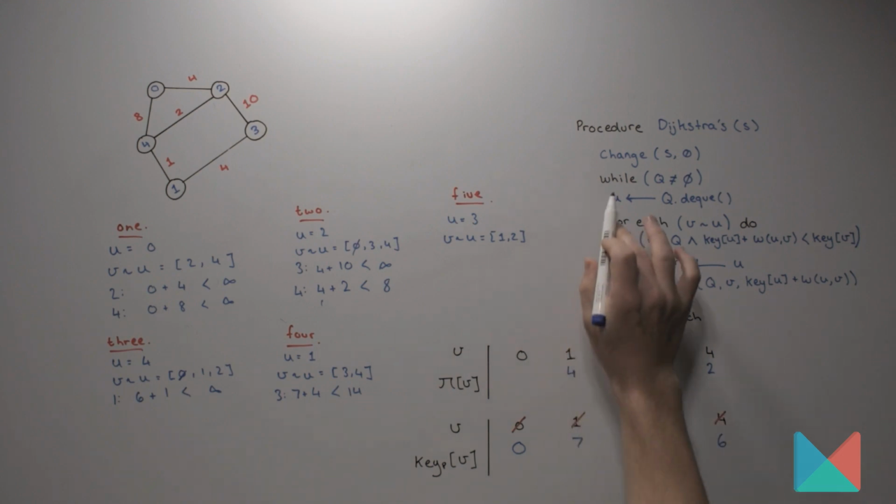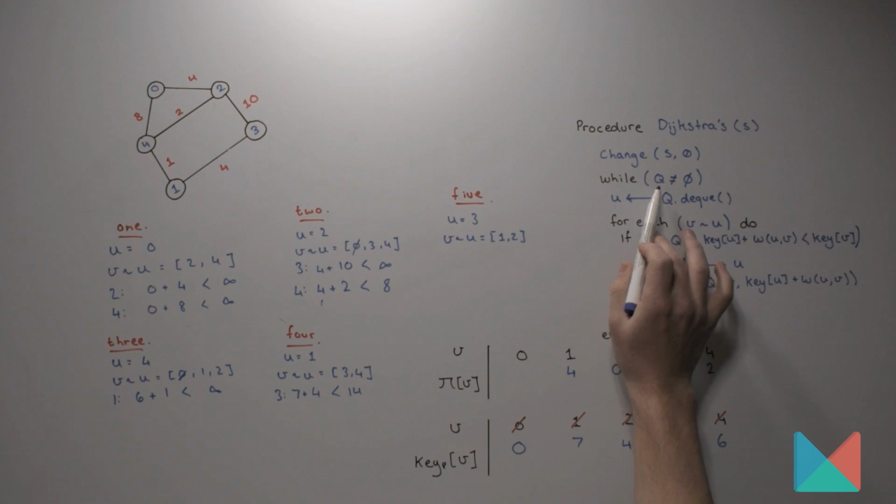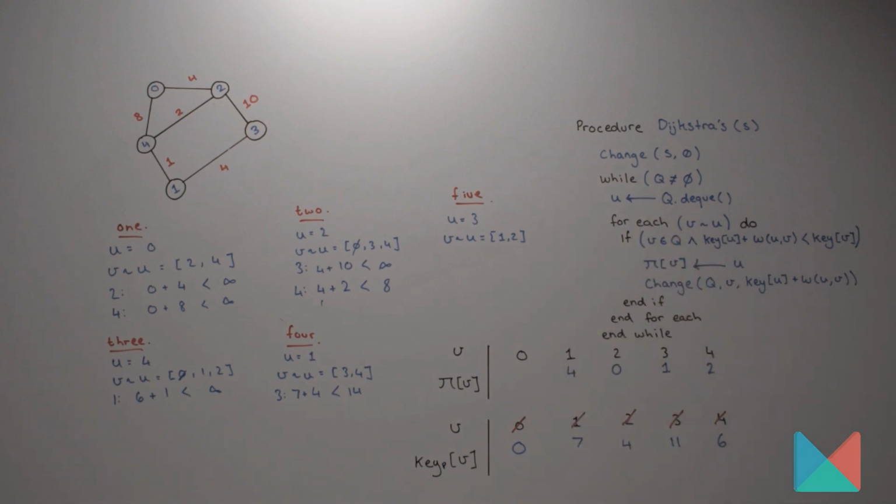And then going into our while loop one more time, you can see that this while loop will end when our heap is empty, and you can see there are no more elements in our heap as everything has been dequeued, and so we terminate Dijkstra's algorithm.